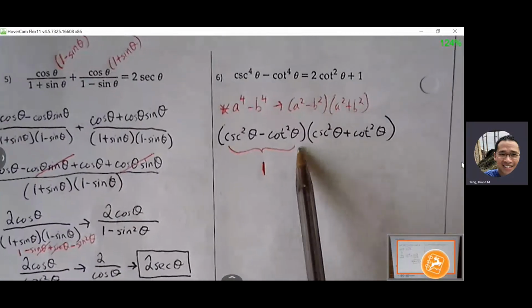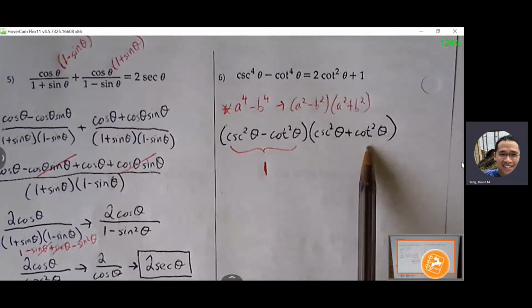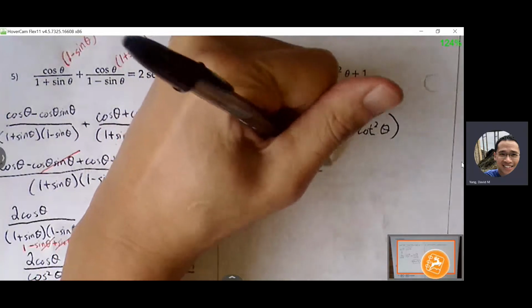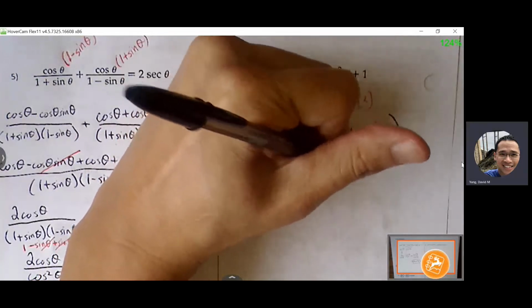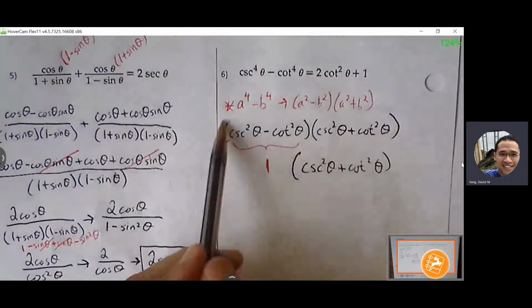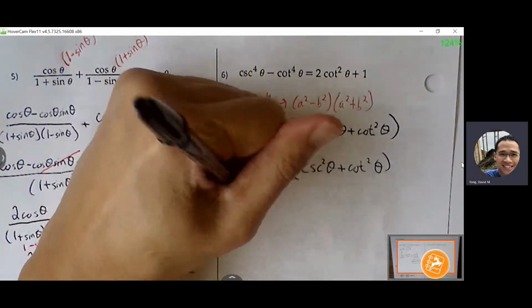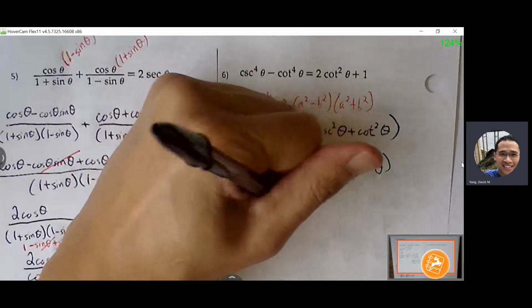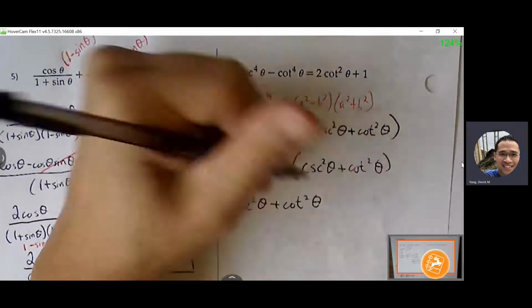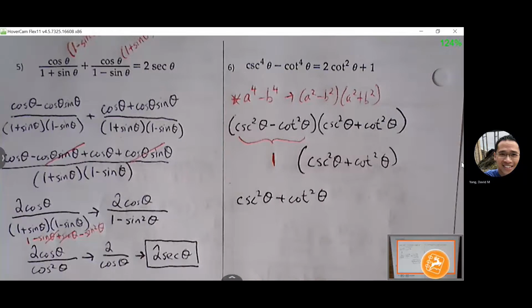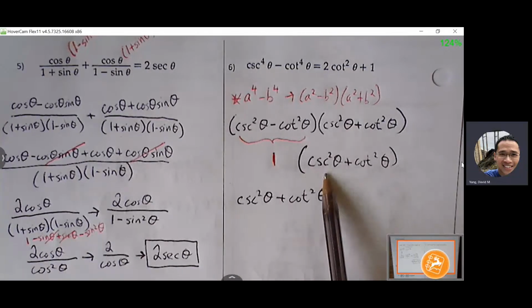But I don't have an identity for cosecant squared plus cotangent squared, which is okay. We're just going to go ahead and copy that down. But at least this piece is gone. So now we're just down to this. But cosecant squared still has an identity, which is 1 plus cotangent squared.